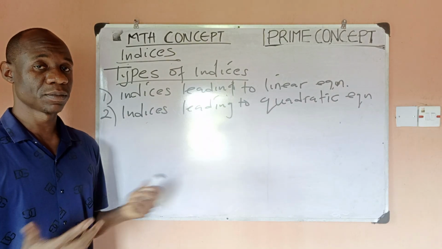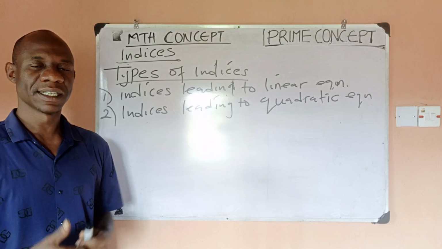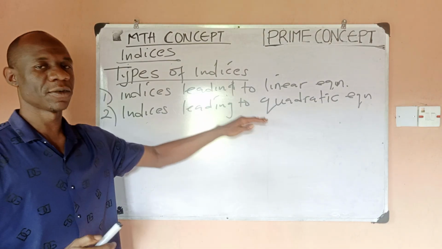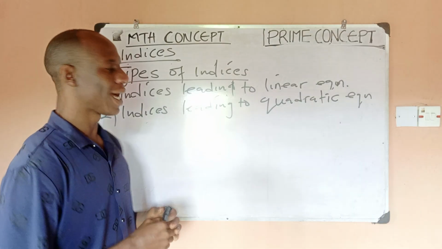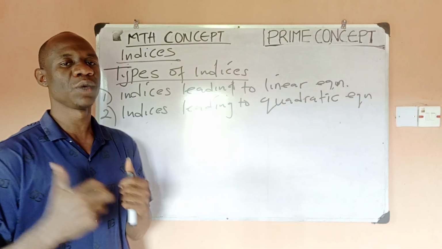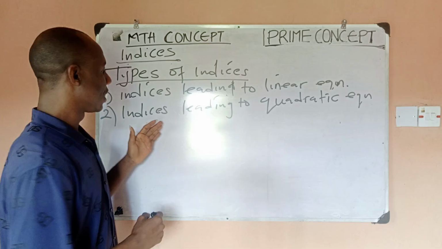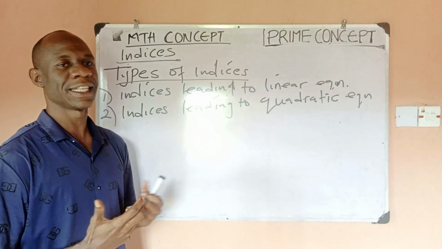It's usually common in exams like WAEC and for 100 level university students. You'll always see this type of indices. They always come. It has one pattern, one way in which you can solve it, which I'll be doing in this video. Now, indices leading to quadratic equation, you can identify them.